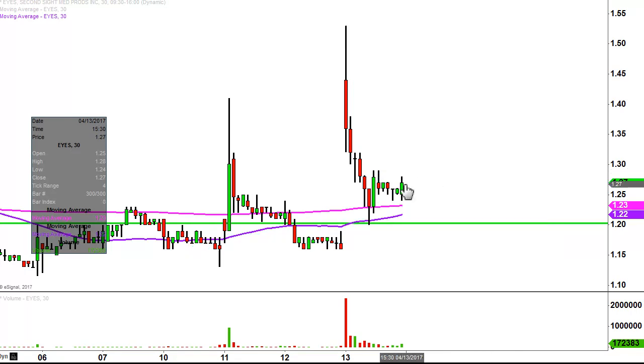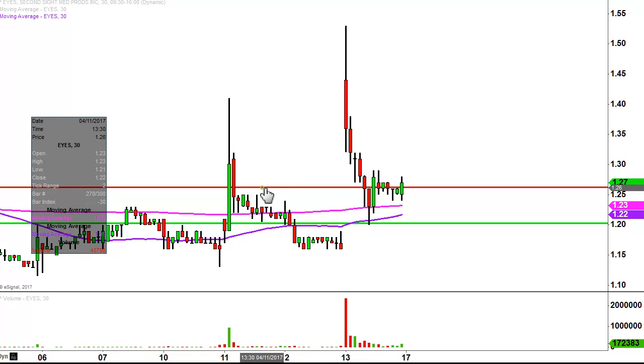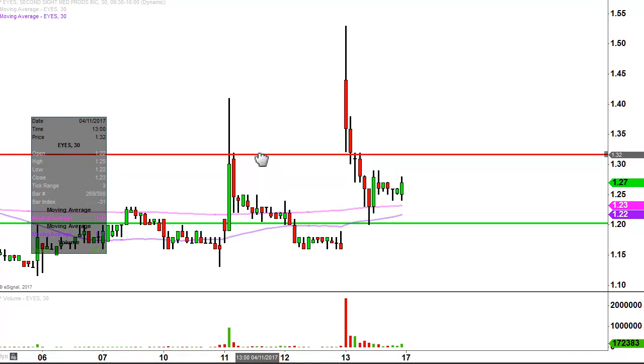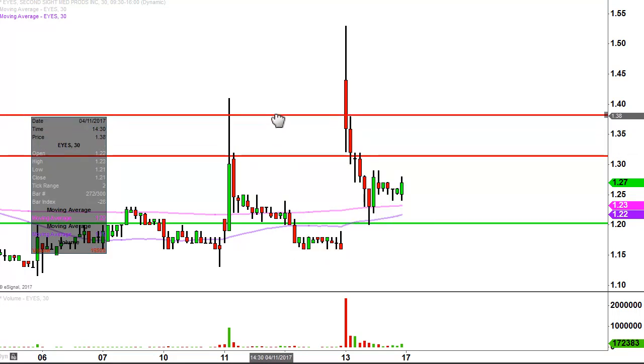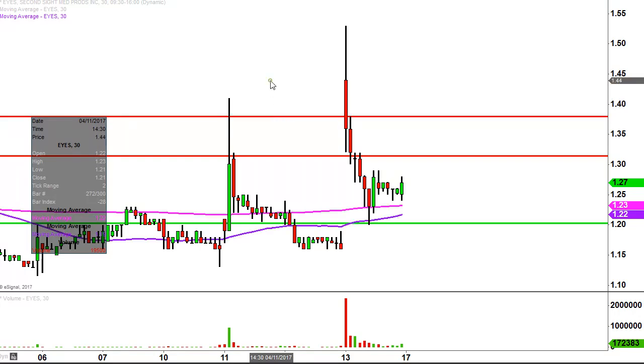Now, in the event the price does start to bounce back upwards, where are some of the areas of resistance? Initial area of resistance on any sort of bounce, I'm going to call right up there at $1.32. And then after $1.32, the next level of resistance to keep an eye on is $1.38.